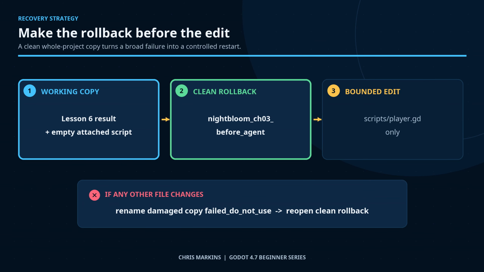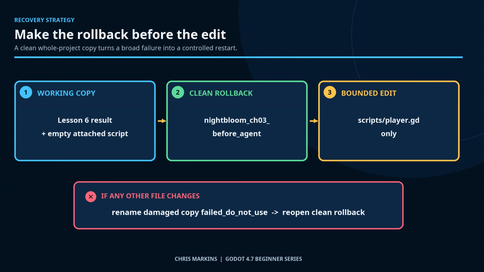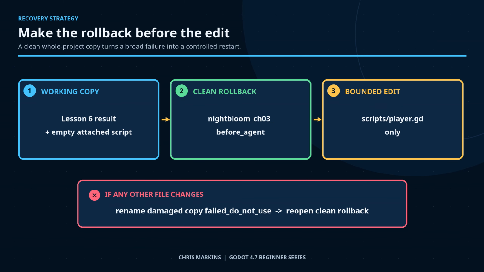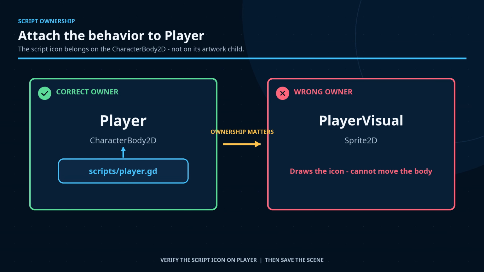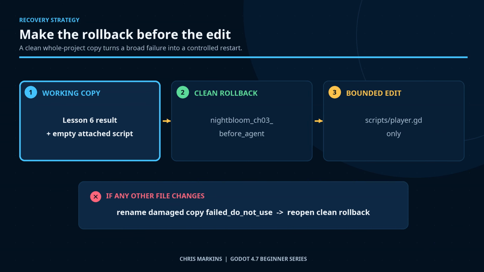In File Explorer, copy the whole disposable project folder. Rename the copy Night Bloom Chapter 3 before agent. Keep the capture cropped to this project name. No parent path or unrelated folder belongs on screen. Open the copy through Project Manager.